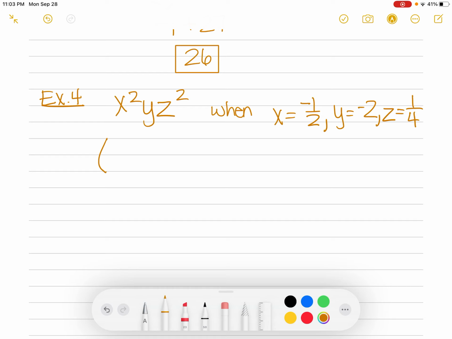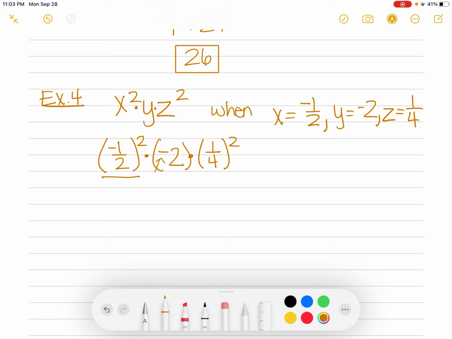Okay, now that you're back, we need to put in our numbers. We have negative 1/2 squared times negative 2 times 1/4 squared. So where these were, they don't show you the times sign here. You should know that. And so that's why I used parentheses. But I could have put a times sign here. That would have worked also. Okay, I'm putting the parentheses because of these negative signs. I want to make sure that I keep those with the right numbers.